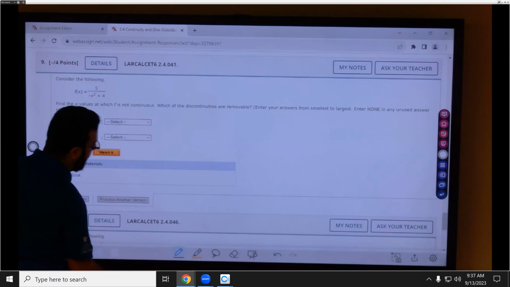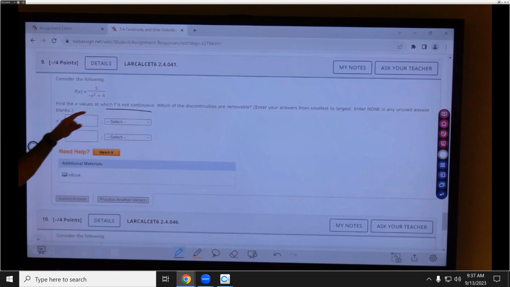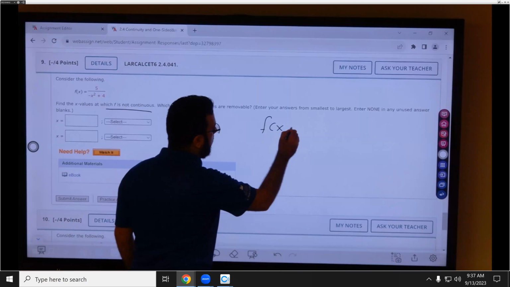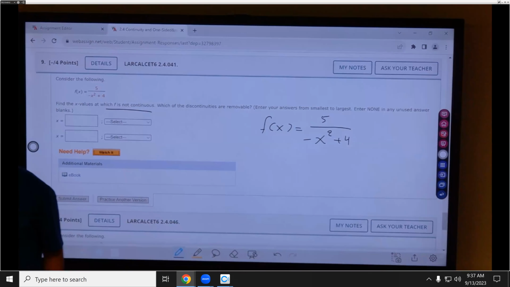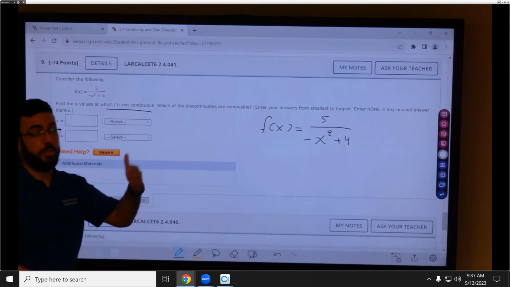Always, when you read the example, underline what they ask you. The function is not continuous on which point? First of all, is it a rational function? Yes or no? So the function f of x equals 5 over negative x squared plus 4. So it's a rational. Before that, can I simplify it? I'm talking about simplifying to find the hole. You can't, because there is only 5 on the top.